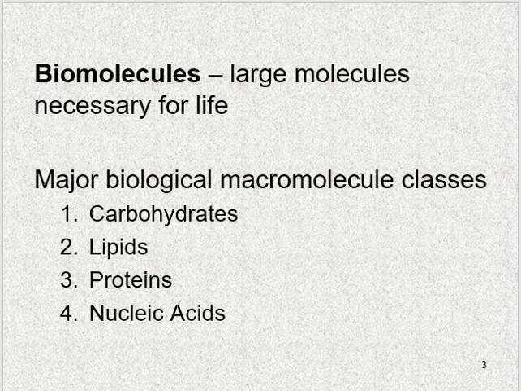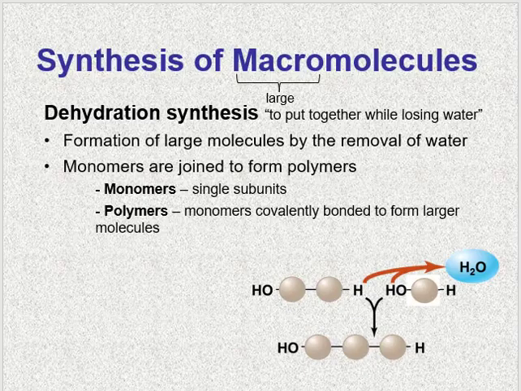Each of these 4 major biological macromolecule classes is an important cell component and provides a wide array of functions. Biomolecules are organic, meaning they contain carbon. They will also commonly contain hydrogen, oxygen, and nitrogen, as well as some other minor elements too. The formation of these macromolecules requires the combining of subunits called monomers. Monomers will join together through covalent bonds to form larger molecules known as polymers.